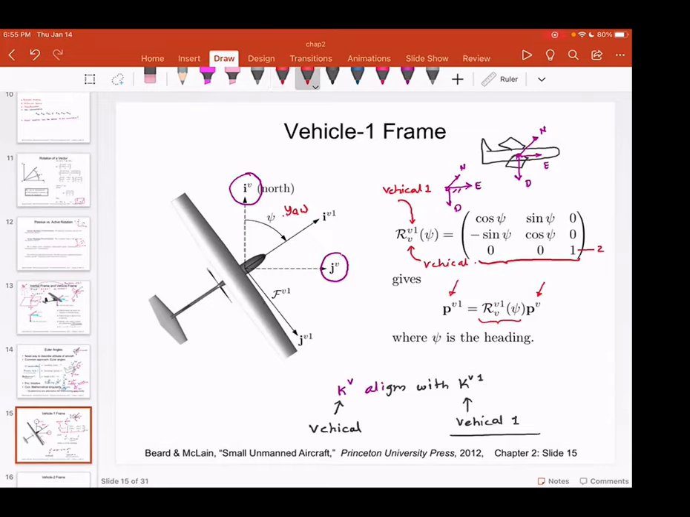So I have to be very clear again. If you have a rotation matrix V1 to V, what that means is you have this vector P_V1 equal to R_V1_V times P_V. I don't know the underscore notation the way you have written it, but this is what it means. And just in robotics one, this is the sign convention used.